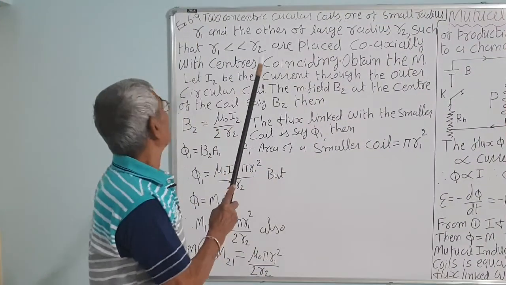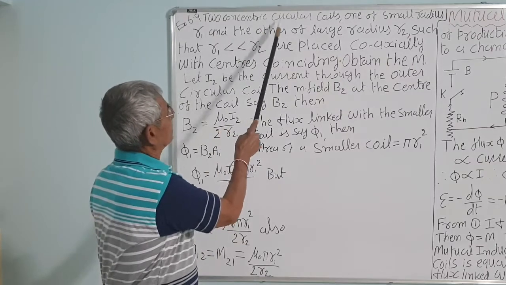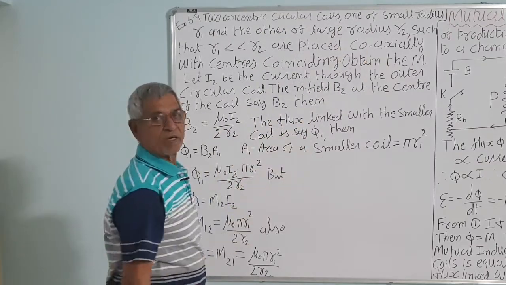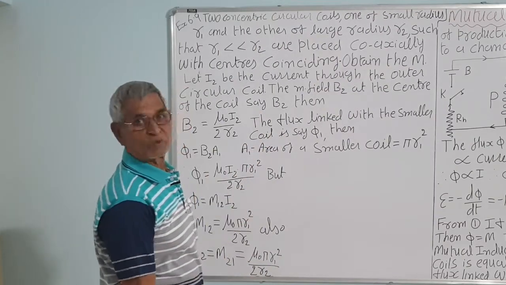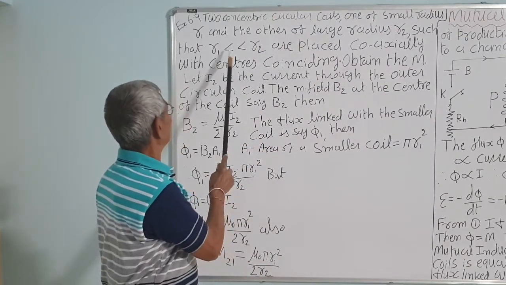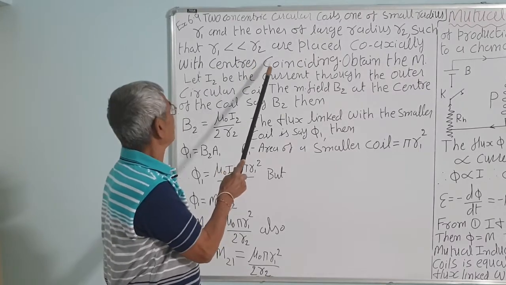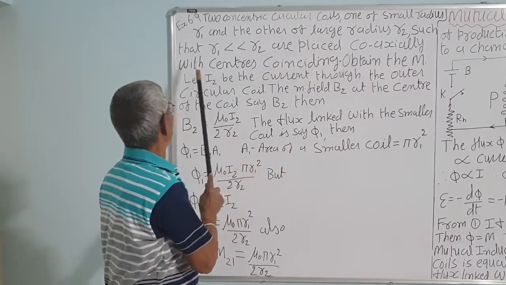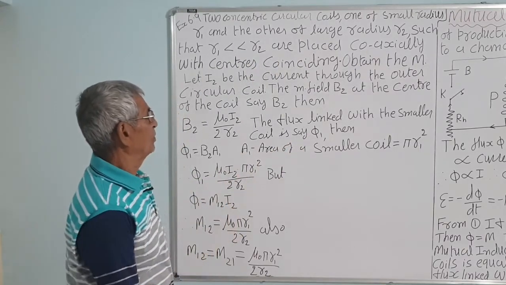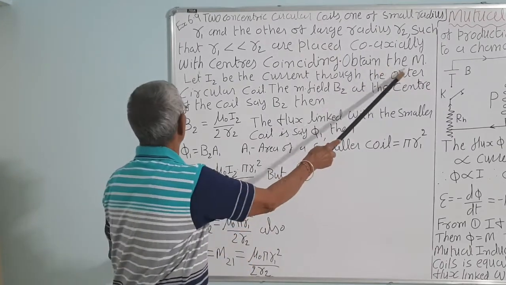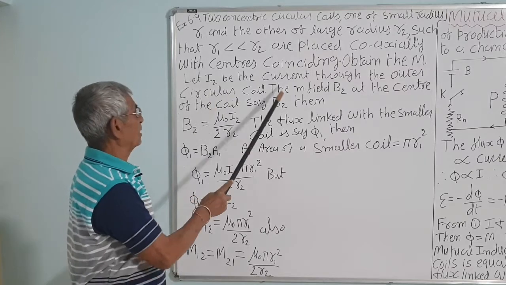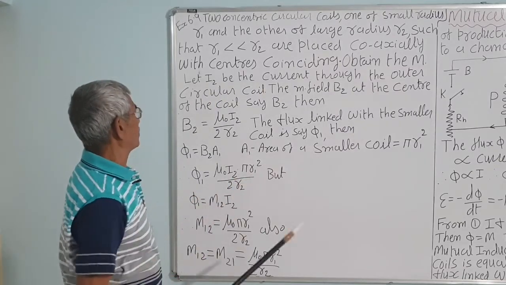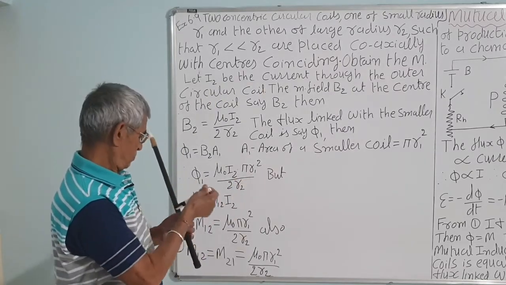Example 6.9: Two concentric circular coils, one of small radius R1 and the other of large radius R2, such that R1 is very less than R2, are placed coaxially with centers coinciding. Obtain the mutual inductance. Let I2 be the current through the outer circular coil, that is, the bigger coil.